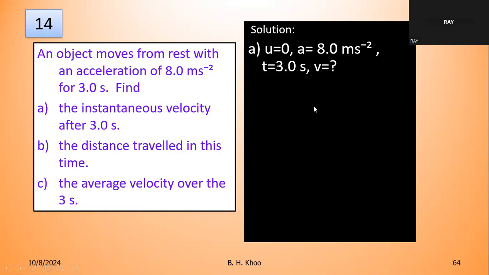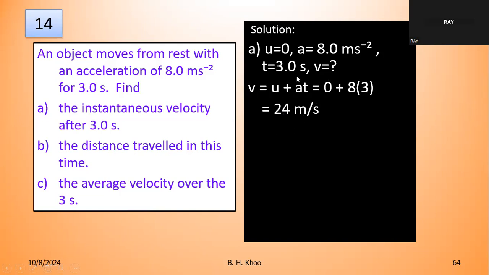Then you choose the equation. v equals u plus at. u is 0, a is 8, t is 3. So it's 24 meters per second. You can try to calculate the distance traveled in this time. Or you can use this one. They allow you error carry forward.